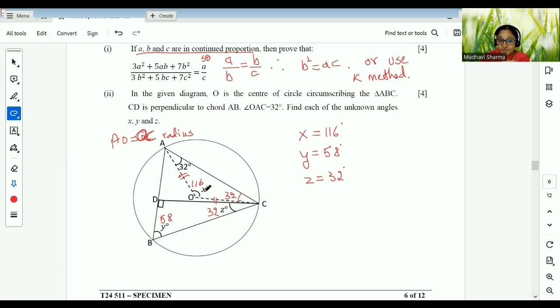Y will be half of X. Yes, the theorem: angle at the center is twice that at the periphery. So Y becomes 58. This is already 90, some angle property, so Z becomes 32. See, so easy. Let's go ahead.